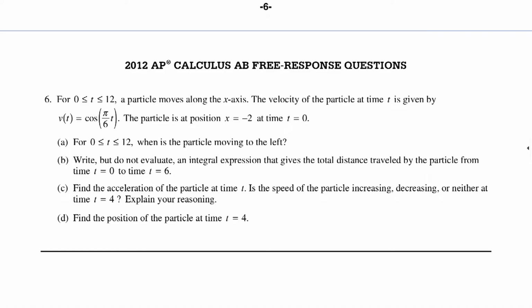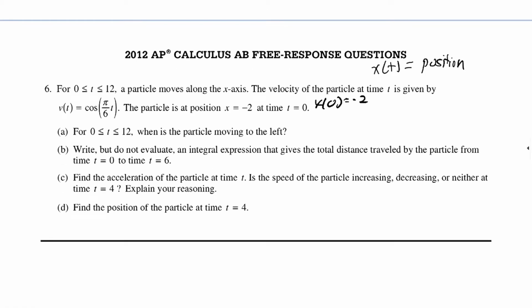So let's get started. This is question 6 of 2012, and we're given a time interval from 0 to 12, and there's a particle moving along the x-axis. We're given the velocity function, and the particle at position x equals -2 is at time t equals 0. So what they're really telling us is that x of 0 is -2, and we're going to use that for part D. And remember, x of t in this case is the position function.